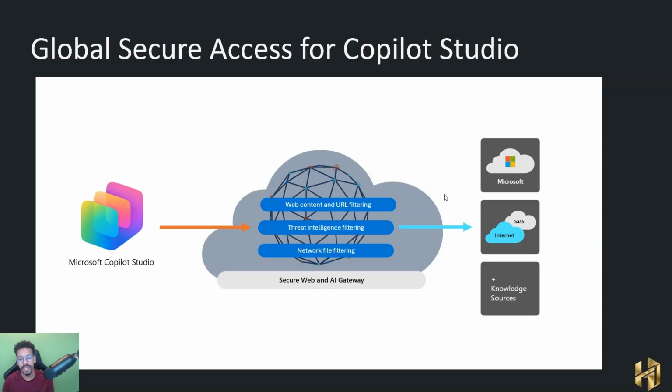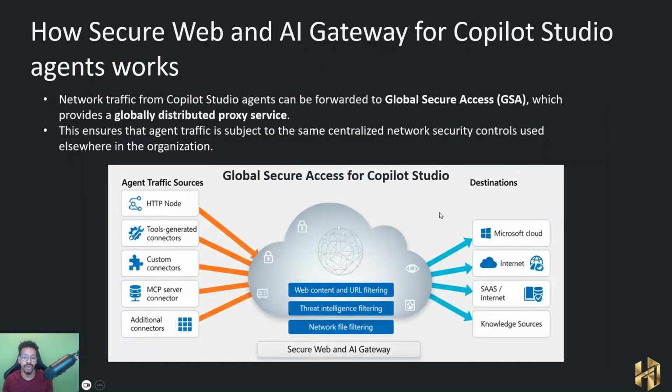So simply explained, you have a global set of rules that determine how the users use the internet, the cloud, and whatever knowledge sources they are using. So Copilot Studio also will follow this once you turn on these settings. So this is how it works.